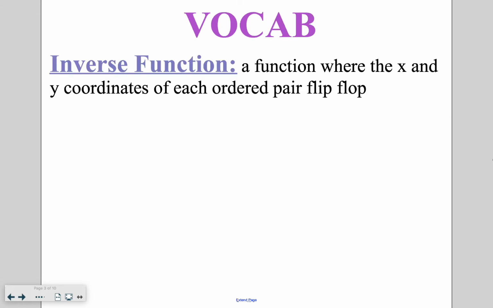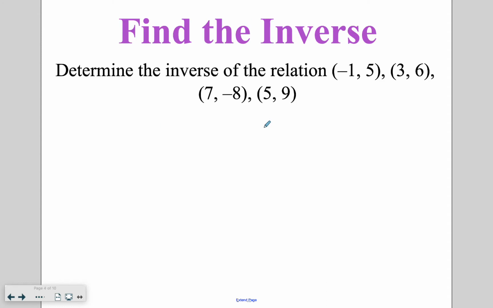So an inverse function is a function where the x and y coordinates of each ordered pair flip-flop. So essentially, what used to be written as the ordered pair (x, y) is going to turn into the ordered pair (y, x). The reason that inverse functions are important is because sometimes you are given the y values as something to plug into the equation, and you can resolve or find the inverse function in order to be able to plug those in quickly. So we're going to start by just looking at the inverses of relations.